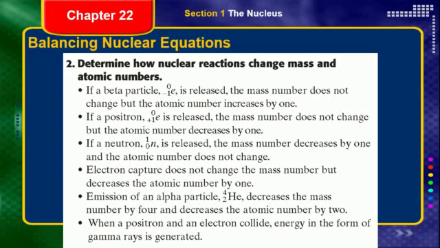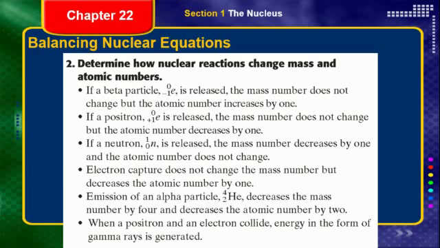If a neutron is released, with no charge, the subscript is 0, but the superscript is 1 because a neutron has a mass of 1 AMU, relative atomic mass. The mass number will decrease by 1. Again, you're losing that neutron, but the atomic number does not change. There's no change in charges here.